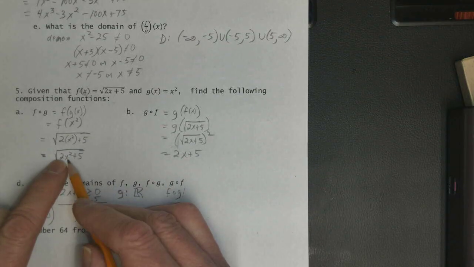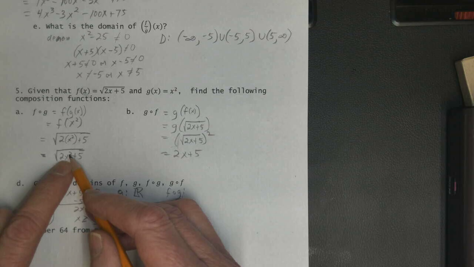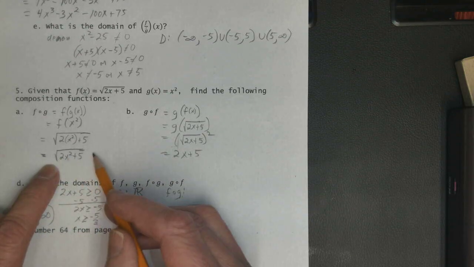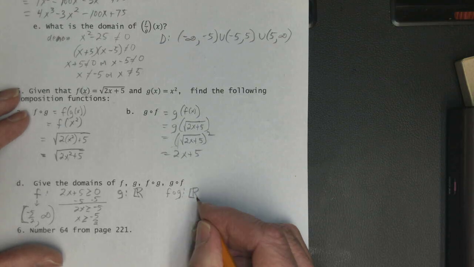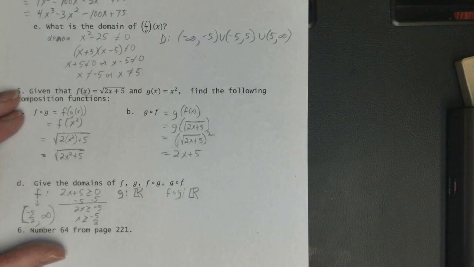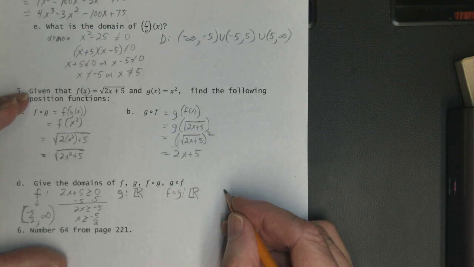Now, when I put any real number here, it's still going to get squared, which is going to make it positive, which means we can take the square root. So f circle g also has all real numbers for its domain.